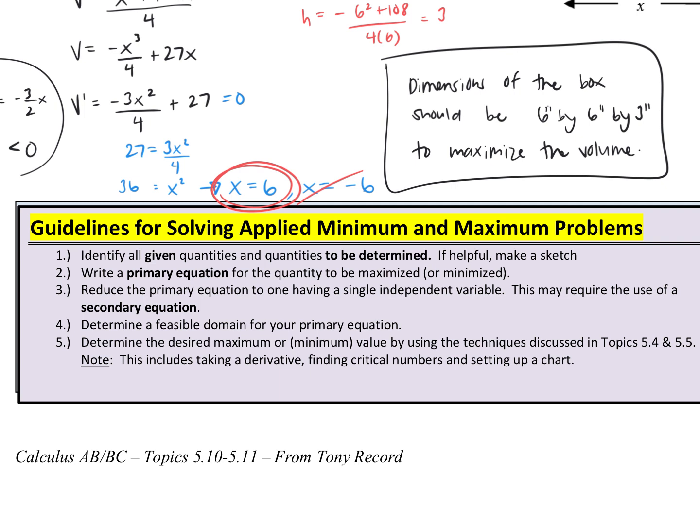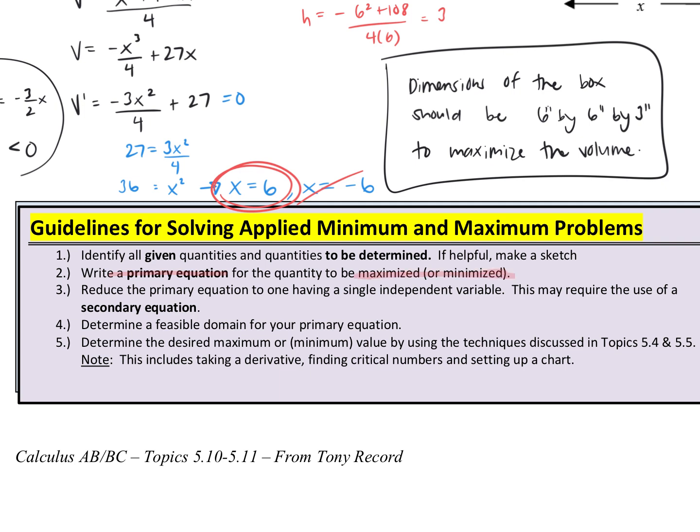So the first step is to identify all of your given things. For example, we were just given the surface area, right? So identify that and definitely write an equation for the surface area if that's what you're given. Okay, the second step is our primary equation, which is what's being maximized or minimized.